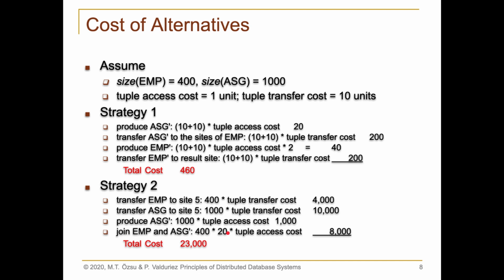Then the tuple access cost of each tuple is 1. So in order to calculate the cost of applying equijoin between employee and assignment prime, we have to multiply the number of tuples of each relation with the tuple access cost. So 400 tuples times 20 tuples times tuple access cost, which is 1, yields 8,000. So generally, the cost that we need to execute query 1 according to strategy 2 is 23,000.